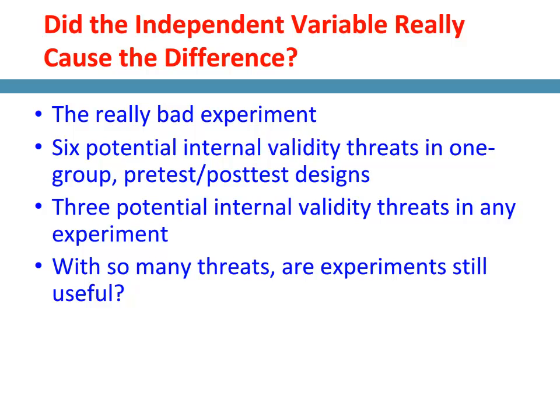So this chapter goes over all of these threats to internal validity, including the three we just discussed. There are 12 total threats to experimental internal validity, and we're going to go over those for the rest of this lecture.